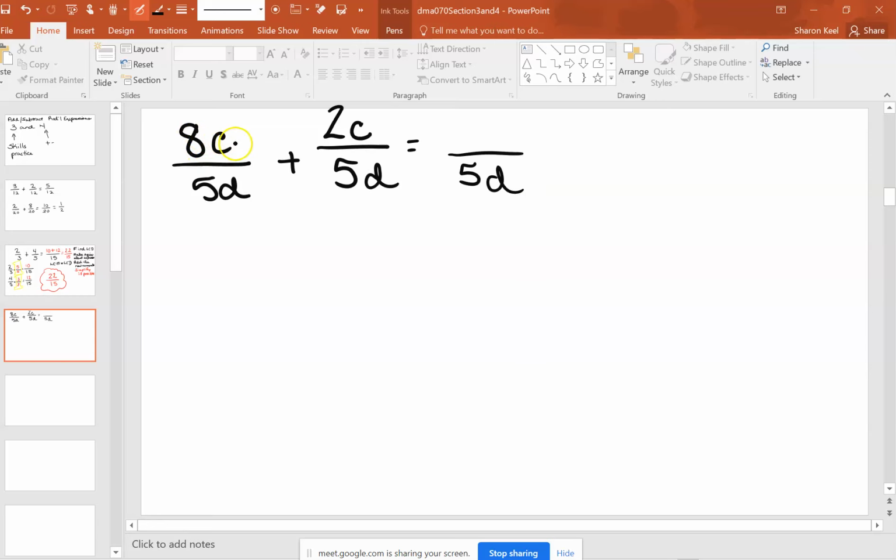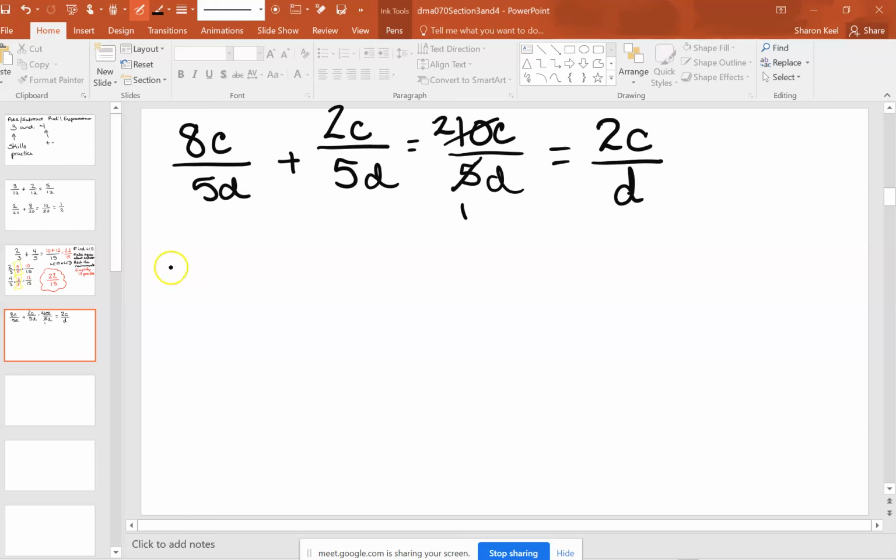On the top I have 8C plus 2C, so I'm going to combine these. 8 and 2 give me 10C. The only thing I can do here is reduce the 10 and the 5. 5 goes into 5 once, it goes into 10 twice. So my final solution is 2C over D. If you can simplify the whole numbers or the variables, you would do so.